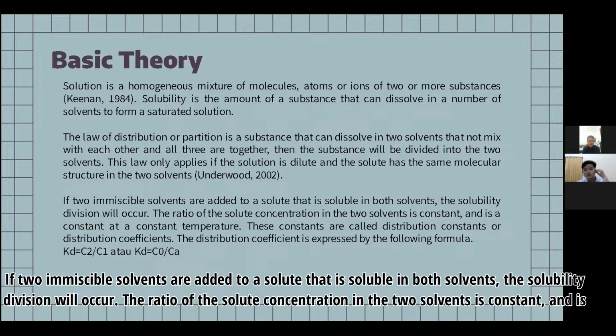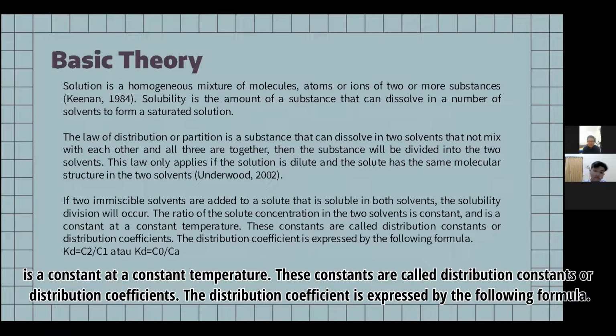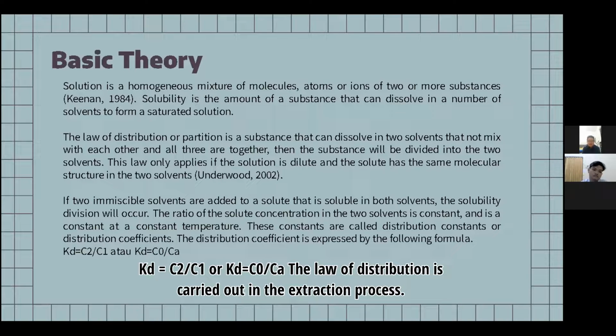occur. The ratio of the solute concentration in the two solvents is a constant at a constant temperature. This constant is called the distribution constant or distribution coefficient. The distribution coefficient is expressed by the following formula: Kd = C2/C1, or Kd = C0/Ca. The law of distribution is carried out in the extraction process.